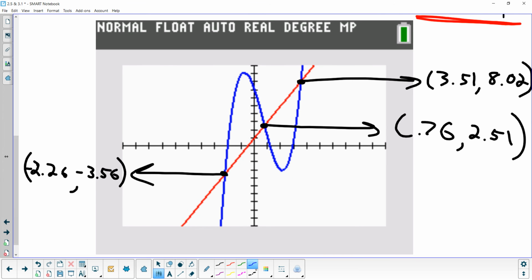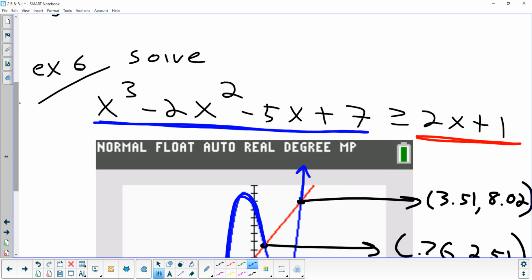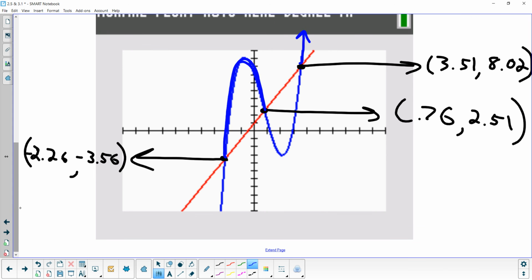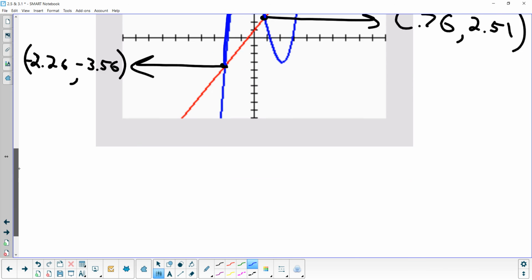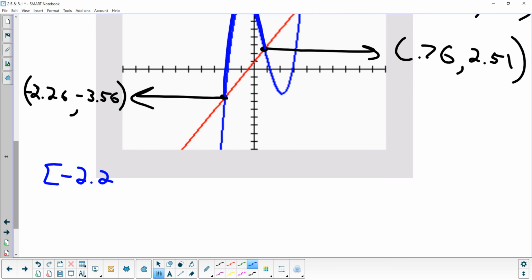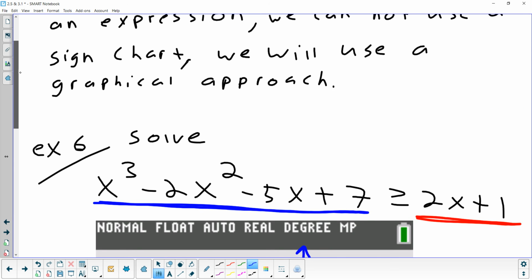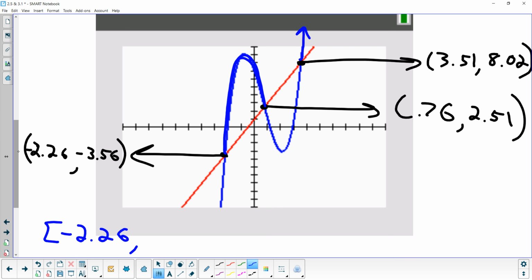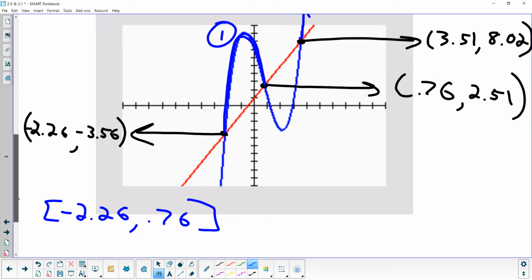Okay. So when I look at this, I see 2 sections where the blue is above the red. The 2 sections I see are from here to there. Okay, I see that section. And then I also see this section. Just barely can see it, but that other section will always be above the red. So the way we would describe where the blue is greater than or equal to the red would be when we are between negative 2.26, including, I have equal to, so I can include negative 2.26 up to 0.76. That's section 1.